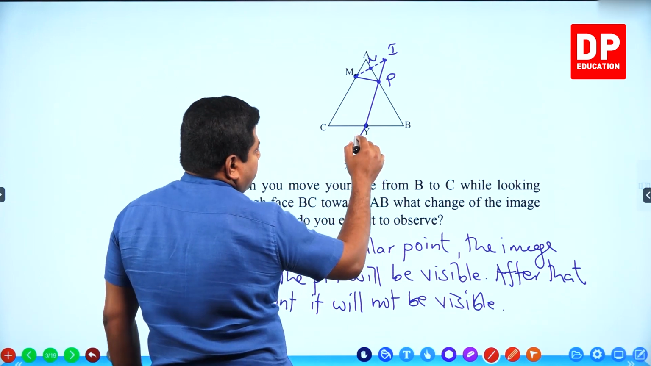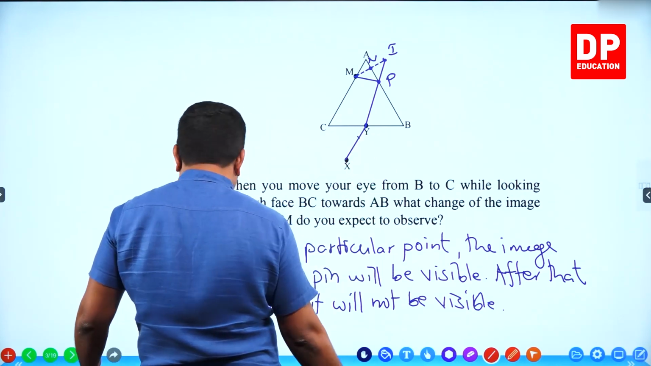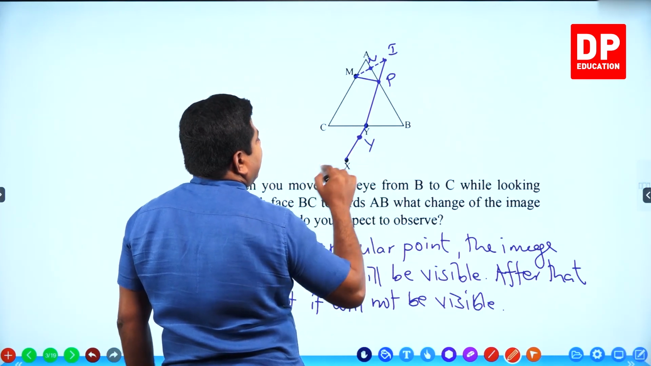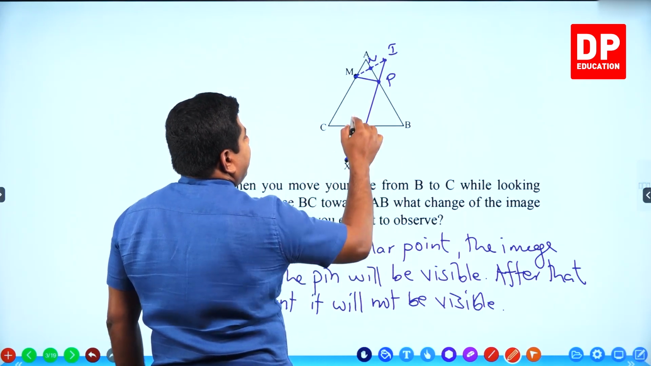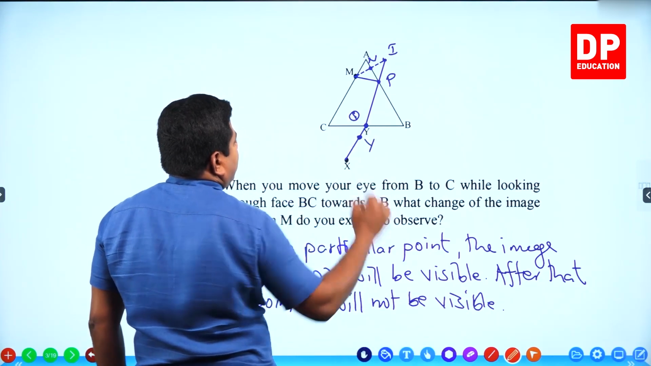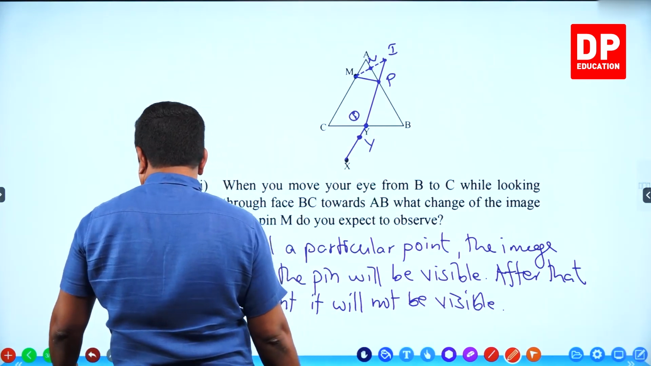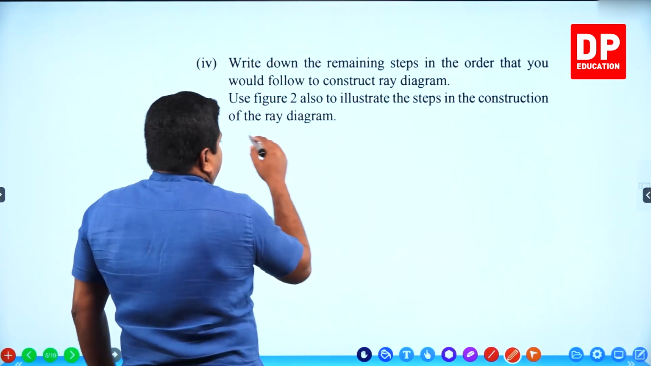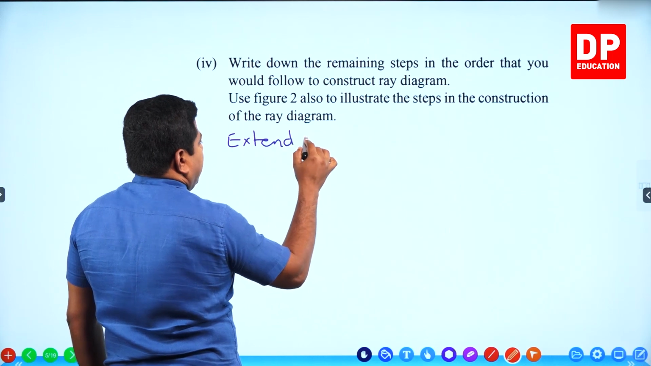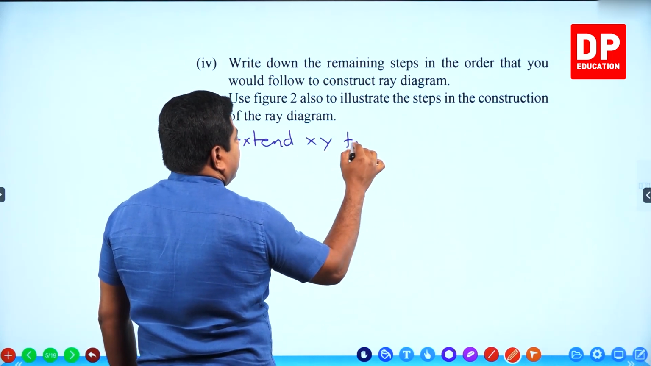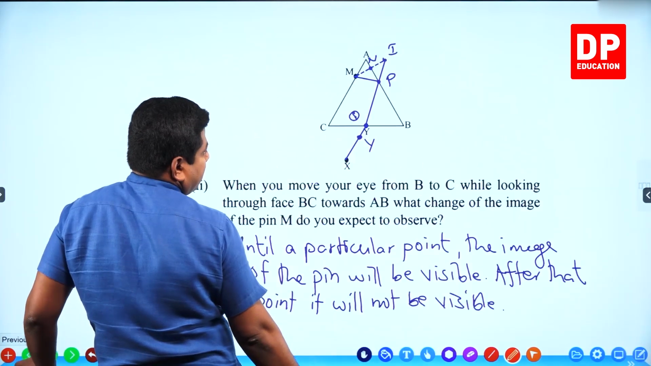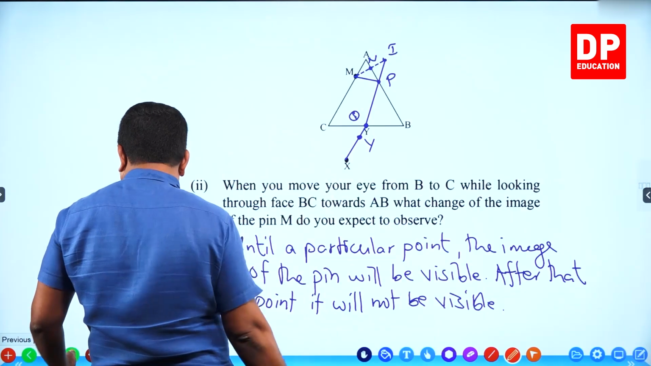The point Y should be somewhere here. Point Y, you can't fix a pin on the prism itself, right? So, point Y will be somewhere here. Let me call this point as Q. Now, let's say extend XY to meet, what's the name of that face? BC at Q.